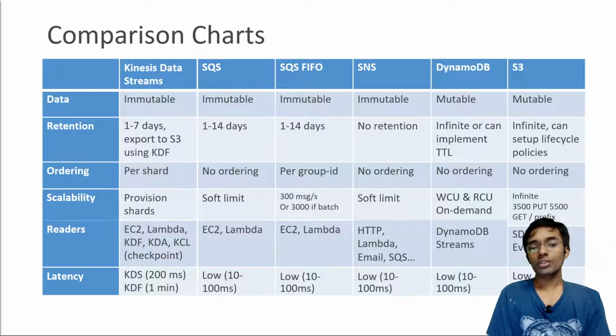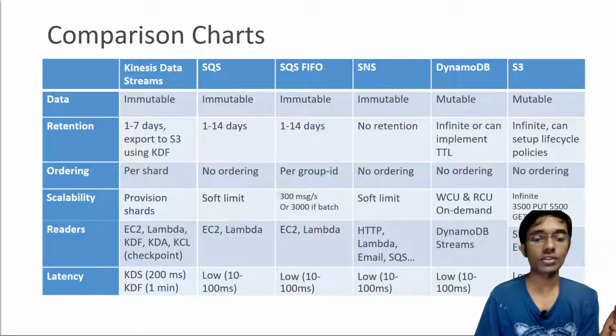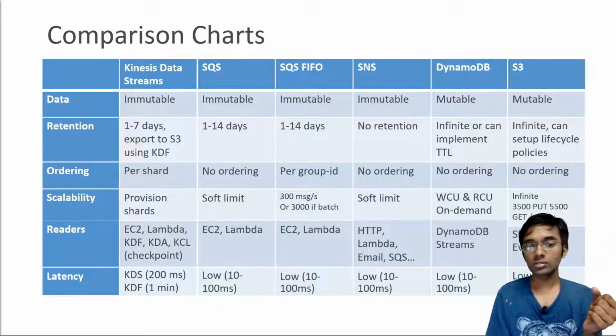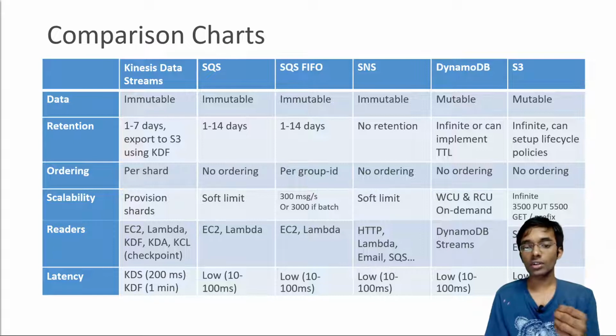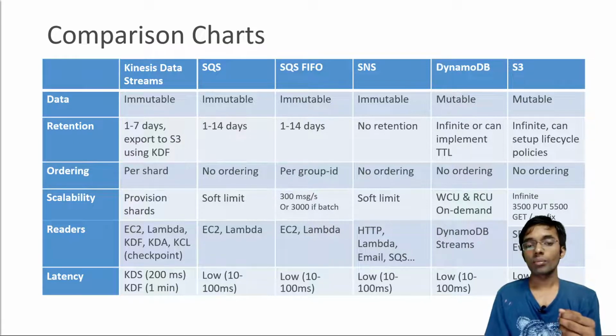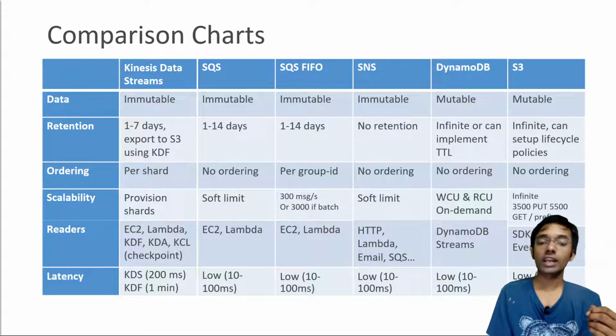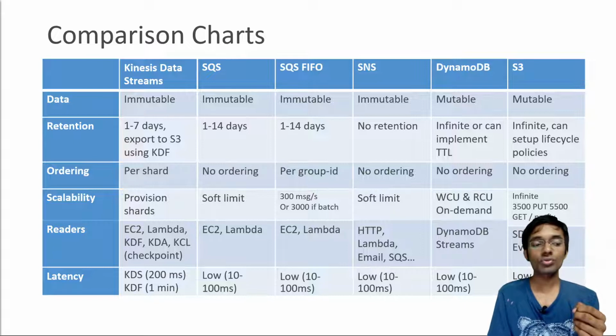Okay, so now let's look at the technology solutions so far for data exchange, and we can understand what the different aspects are based on data retention, ordering, scalability, possible readers and latency. So Kinesis Data Streams is immutable data. Once it's inserted, we cannot change it, and the retention is between 1 to 7 days.